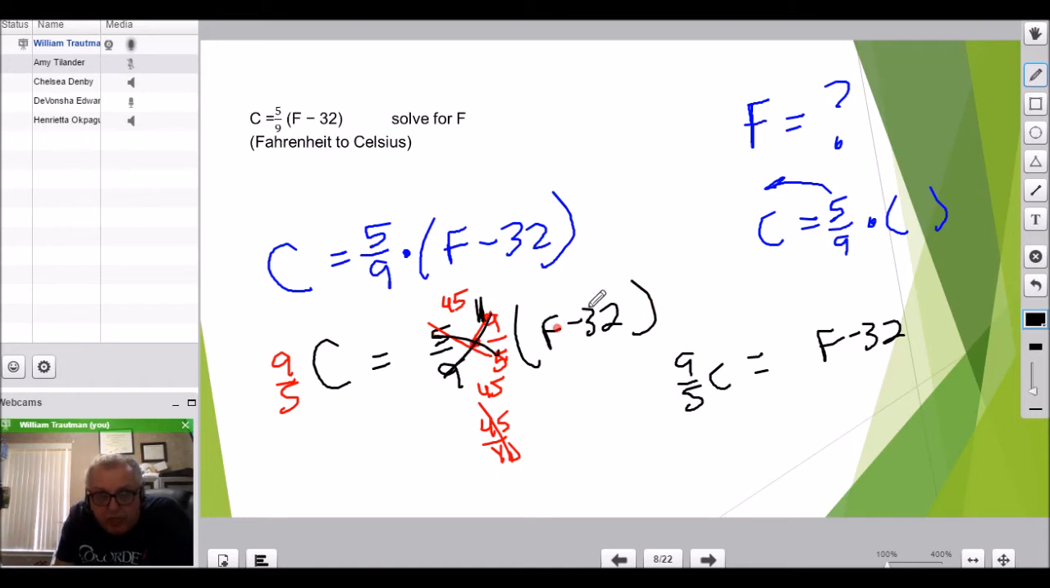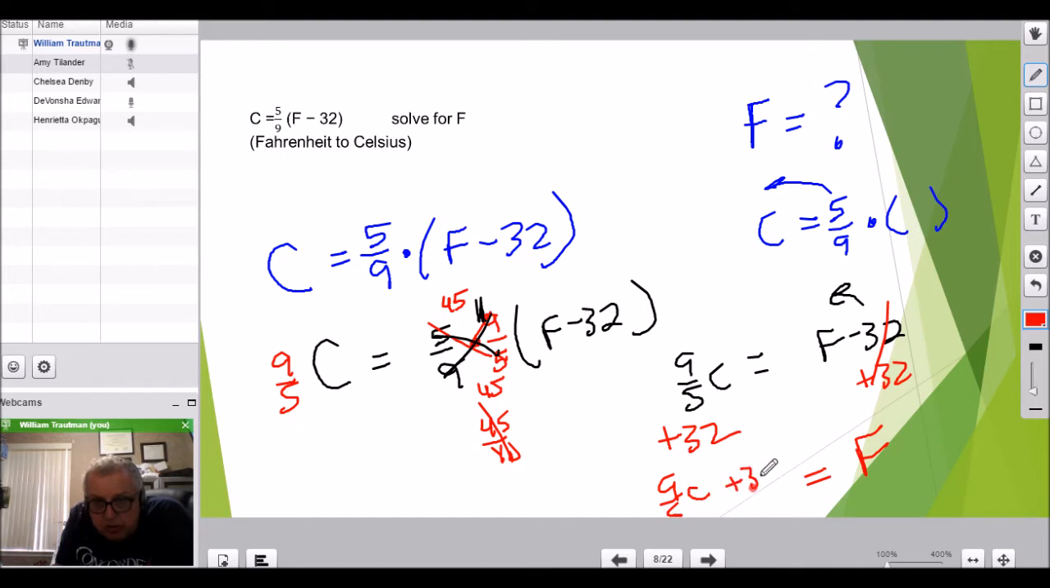1 times this parentheses is just a parentheses. Now that there's nothing left on the right-hand side, you don't need the parentheses. Now we can take the 32 to the other side, and we can add 32 to both sides. Add 32, add 32. And we end up with F equals 9/5 C plus 32. You can't add a 32 with the C. And there's our answer. So it's really not that bad.